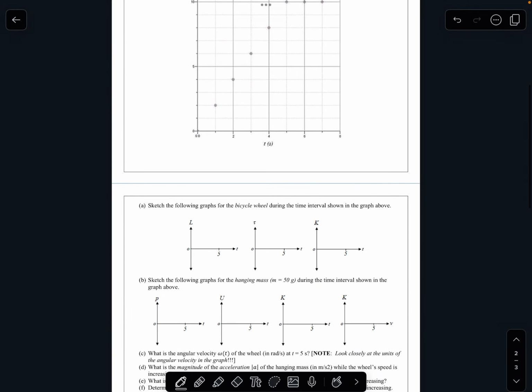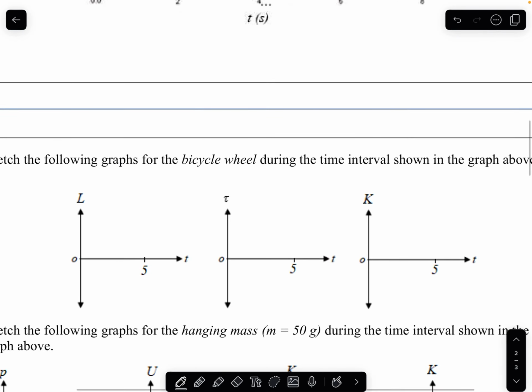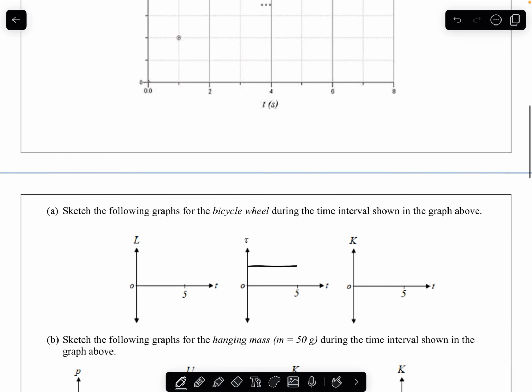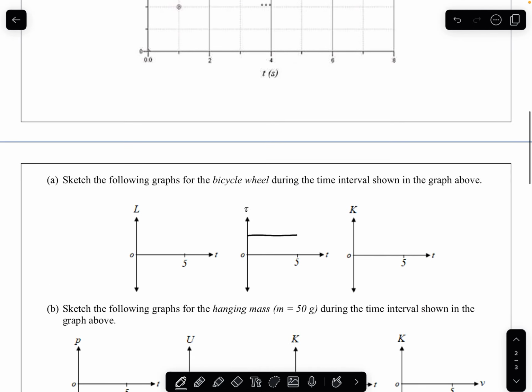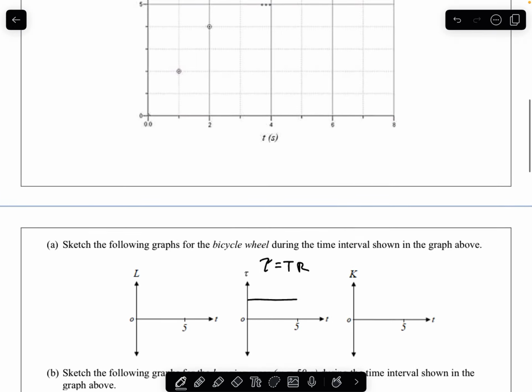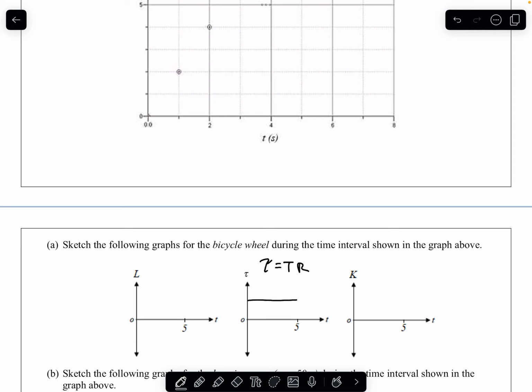So for part A, I'm going to draw the torque graph first. And I'm going to draw the constant line because I know torque is constant, due to how torque is tension times radius. So the tension is constant, therefore making torque constant. And the tension is constant because it has to oppose the weight of the hanging mass, and since the weight of the hanging mass is constant, and you need to have constant acceleration, that's why the tension is constant.